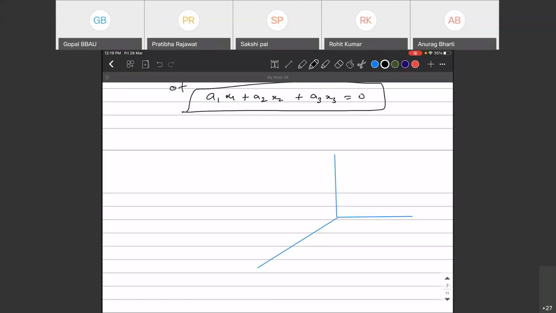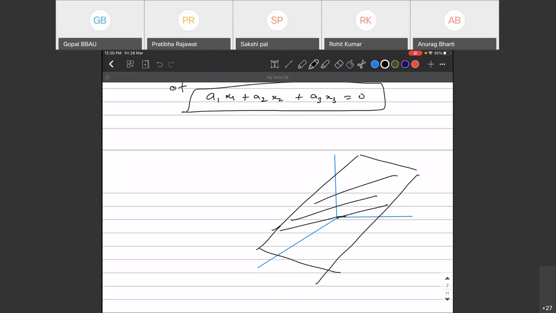Plane, but that plane will pass through the origin. So (0, 0, 0) is a point on that plane, correct? Because (0, 0, 0) is a solution of it, correct? So this is a plane, such kind of plane, where this zero point is there. So this is a plane in R3.